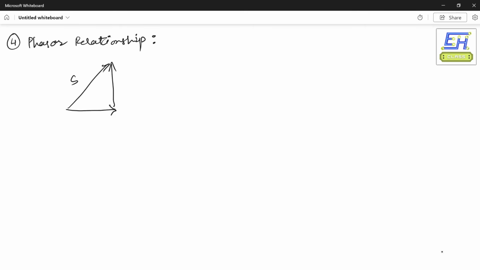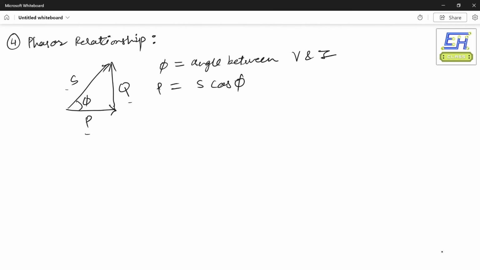And finally, we'll see the phasor relationship between all these. So we have this phasor triangle with Q, P, and this is phi. This is our real, imaginary, and this is the apparent. So this is how they are related. According to simple trigonometry, phi, as you already know, is the angle between voltage and current. And P, the real, will be S cos phi, and Q, the imaginary, will be S sine phi. That's simple.